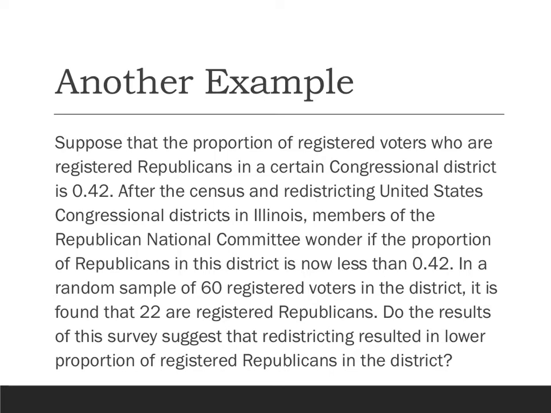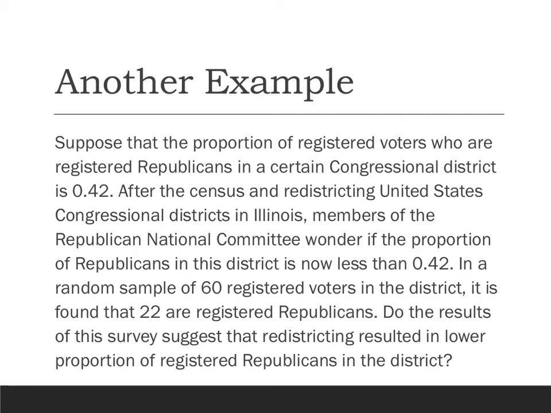registered voters who are registered Republicans in a certain congressional district is 0.42, so 42%. After the census and redistricting United States congressional districts in Illinois, members of the Republican National Committee wonder if the proportion of Republicans in this district is now less than 0.42. In a random sample of 60 registered voters in the district, it's found that 22 are registered Republicans. Do the results of this survey suggest that redistricting resulted in a lower proportion of registered Republicans in the district?